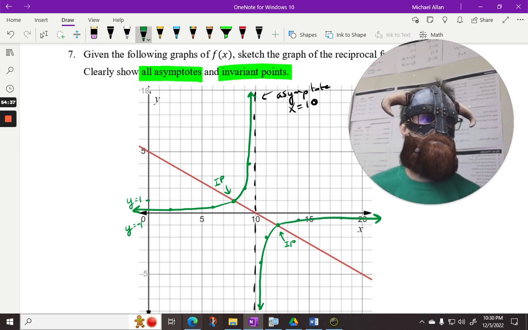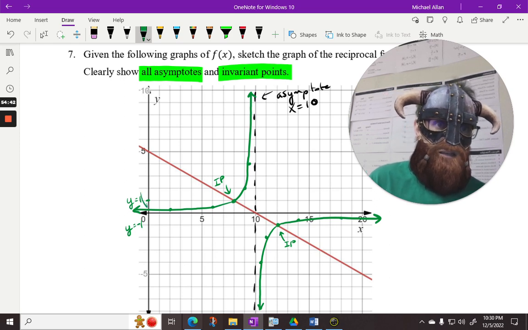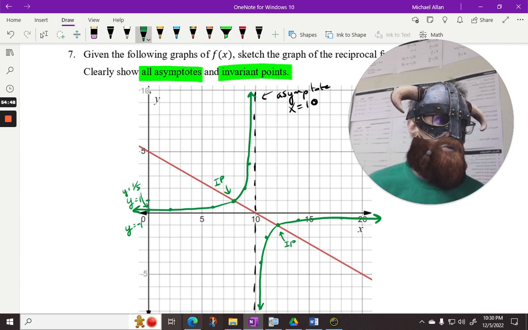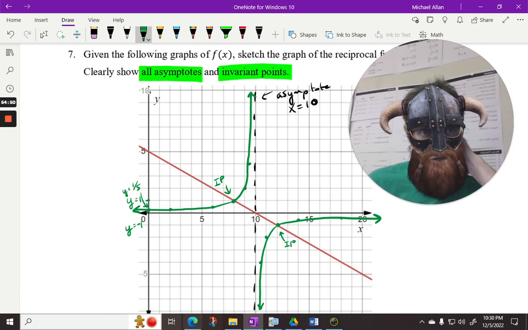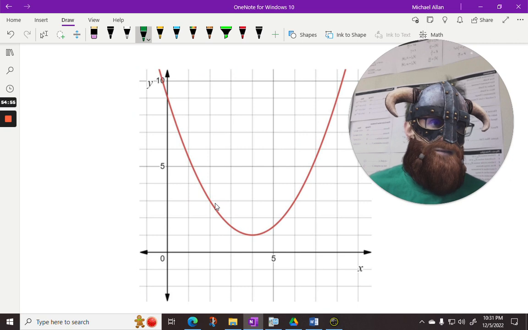Perfect. And that's it. There's really not much else to do. I guess you could indicate that this point right here is 1 over 5. Like my y value is 1 over 5. That's my new y-intercept. But we don't have any x-intercepts. We have a new y-intercept. That's good. All right, so let's see what this one looks like.